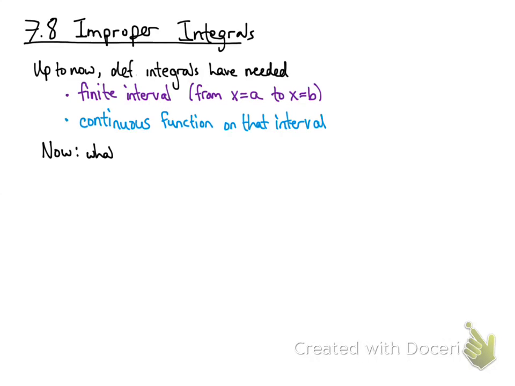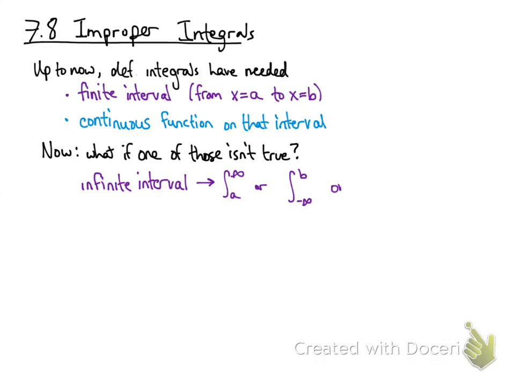But now we're going to ask to do integrals where one of those conditions isn't true. That is, maybe sometimes the interval will be infinite. We'll go from a number up to infinity, or from negative infinity to a number, or even the entire real line from negative infinity to positive infinity. That's called an improper integral of type 1.